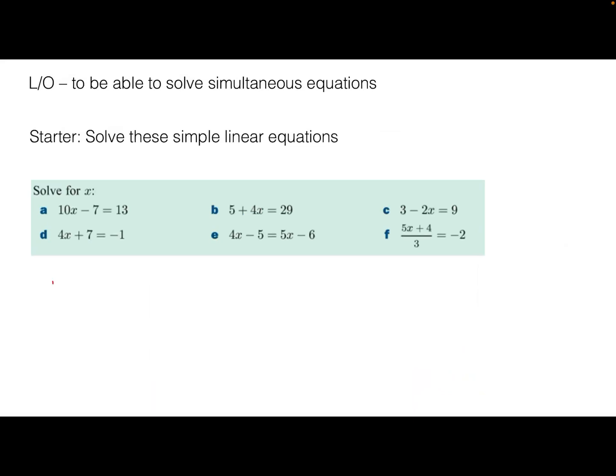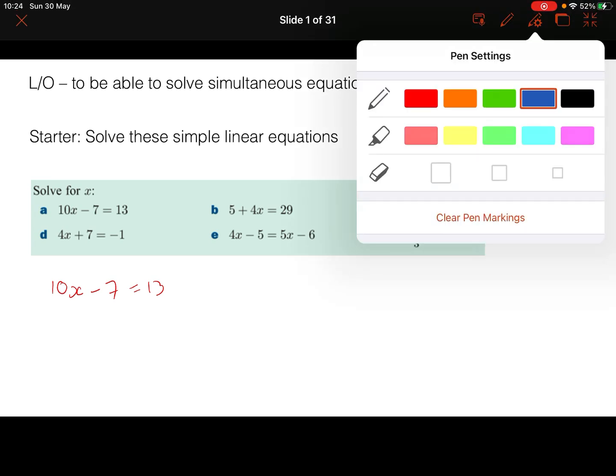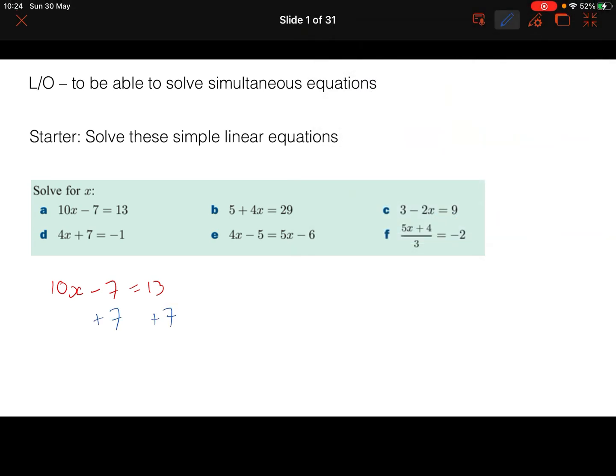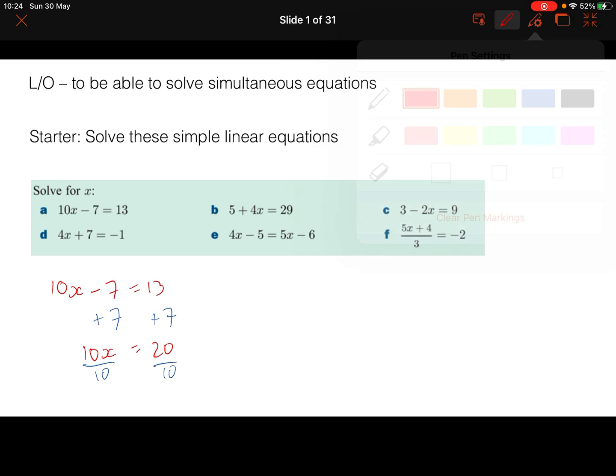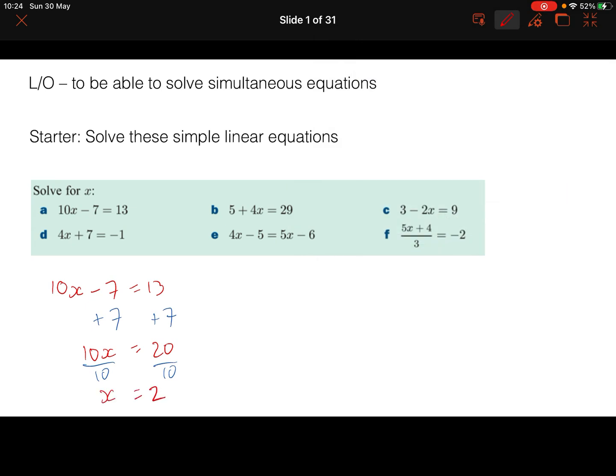Right, first one: you've got 10x minus 7 equals 13. What you should have done is add 7 to both sides of the equation, so 10x becomes equal to 20. Now divide both sides of the equation by 10, and x equals 2. Remember that you can do a little check: 10 times 2 minus 7 equals 13. 10 times 2 is 20, so it's true. The left-hand side is equal to the right-hand side, so I got it right, because I did my little check.